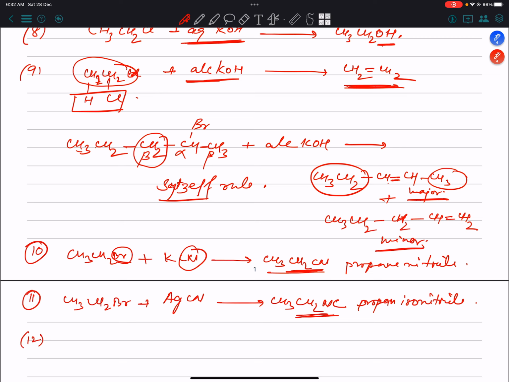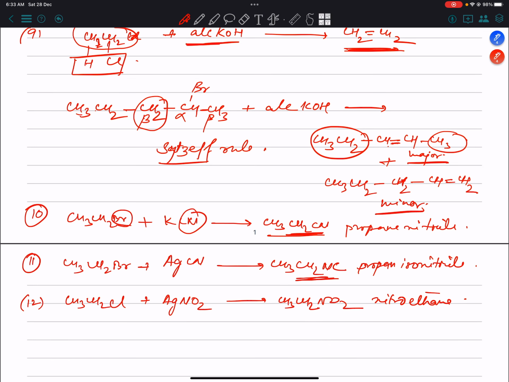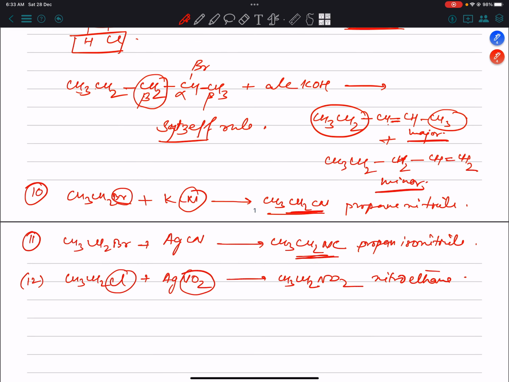Next reaction is when chloroethane, any alkyl halide, reacts with AgNO2, it forms a nitro compound, and here it is nitroethane. It is one of the examples of substitution reaction. Cl is substituted by NO2 and the product formed is nitroethane.